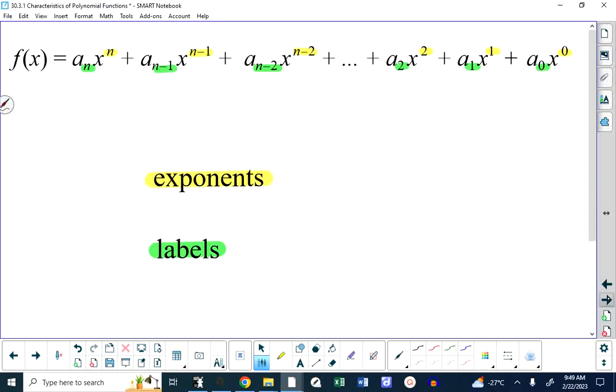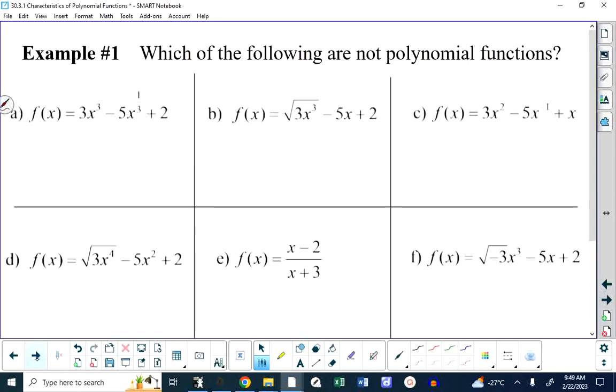The exponents must be whole numbers. The coefficients themselves have to be real numbers, which means they can be decimals or fractions or square roots, but just not square roots of negatives. So to begin with, which of the following are not polynomial functions? Well, I would like you to go through all of them and maybe just put an X through the ones that are not, or write the word not, and then write the word polynomial if they are polynomial.